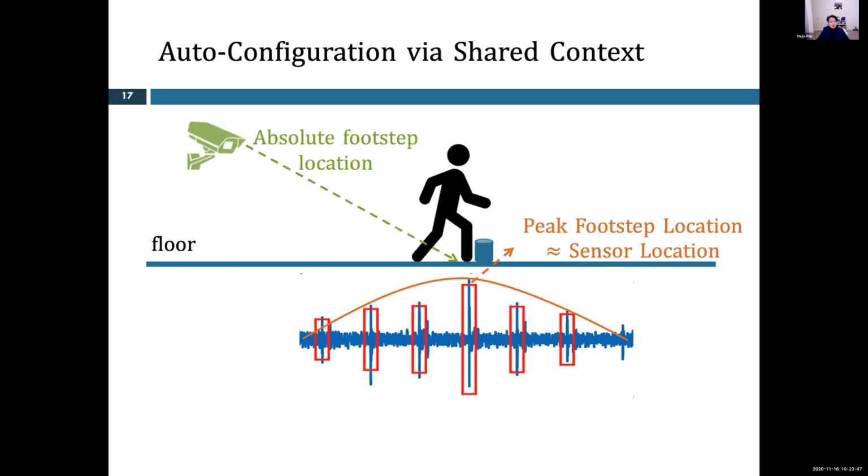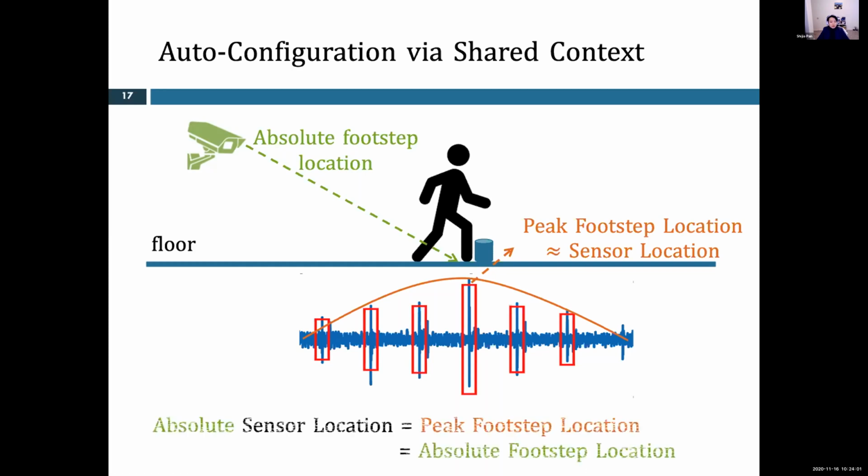On the other hand, the camera can recognize a person's posture easily nowadays in the camera view and assign the absolute footstep location to the anchor point for each footstep. So if we associate the peak of the footstep location detected by the vibration to the absolute footstep location measured by the vision, we can directly estimate the absolute vibration sensor's location through this data-driven approach.